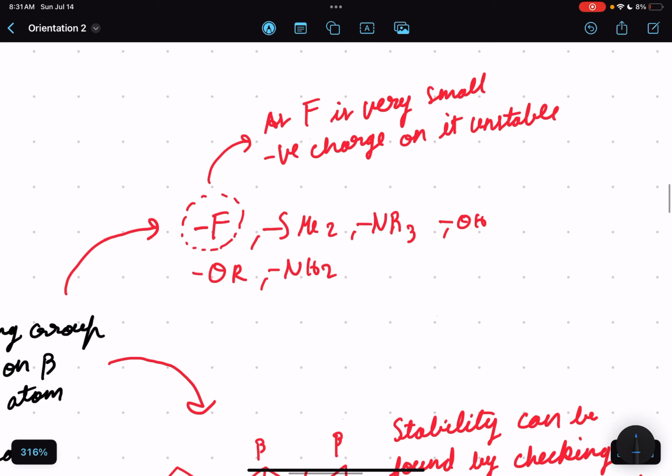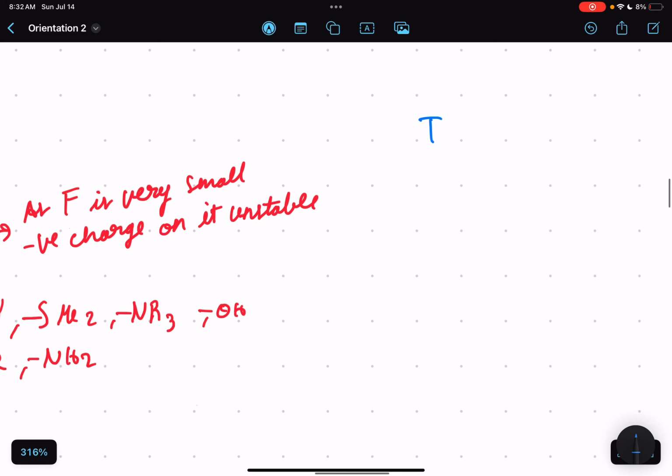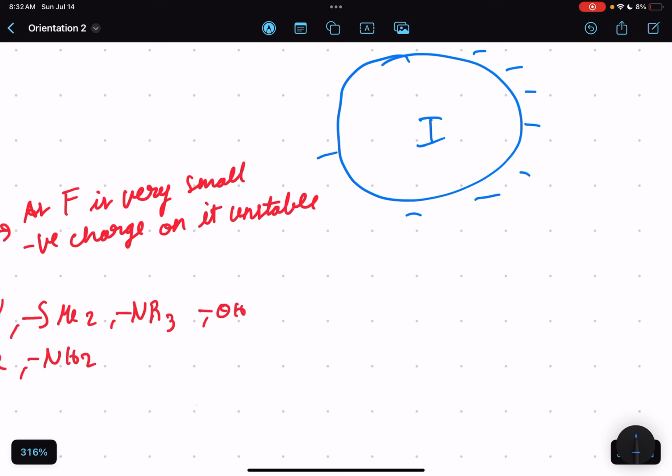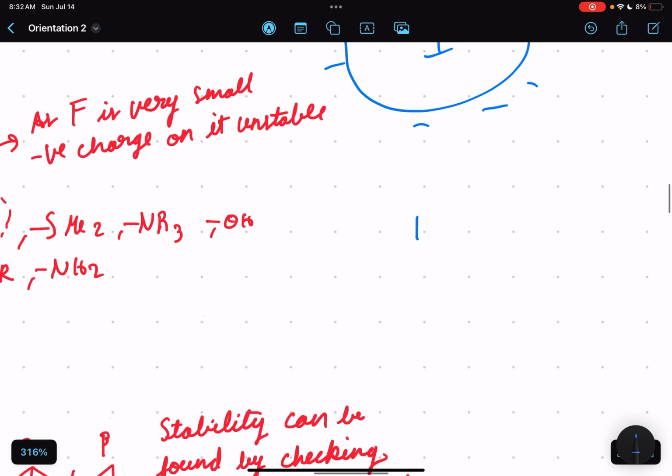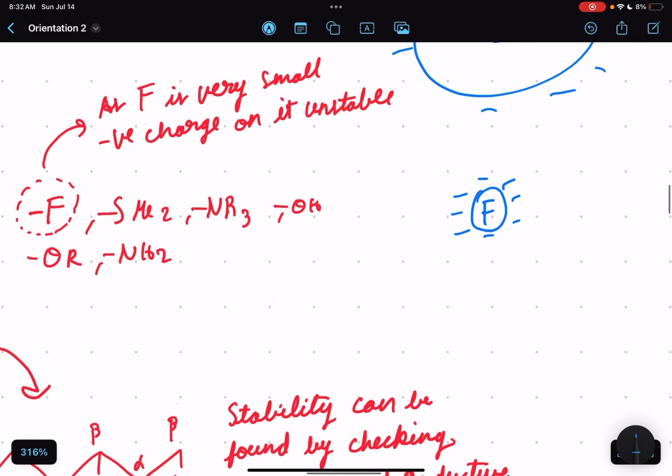Now, you might notice that F is actually a halogen, and halogens are generally good leaving groups. The reason why F is a bad leaving group is because of its small size. If you take something like iodine, which is one of the biggest halogens, it can distribute its negative charge across a very large area, so it has less charge density, which means it's more stable. If you take something like F, it's super small, so it has to distribute the negative charge on a very small area, which is unstable as the charge density is going to be pretty high.